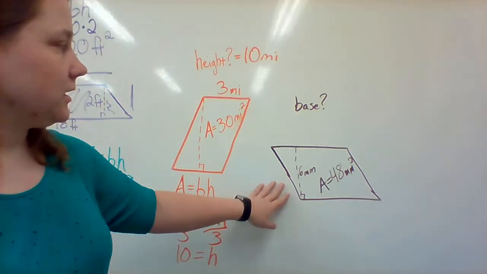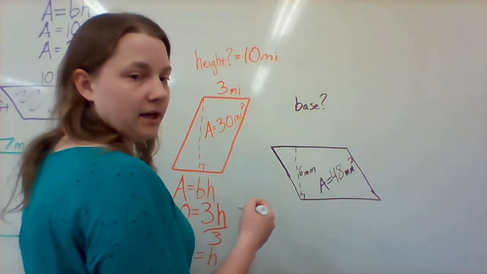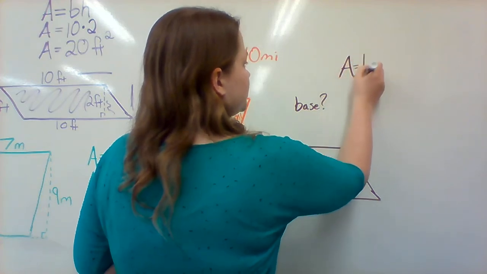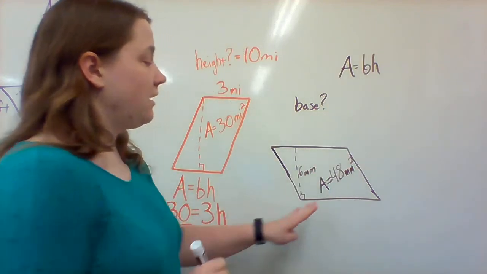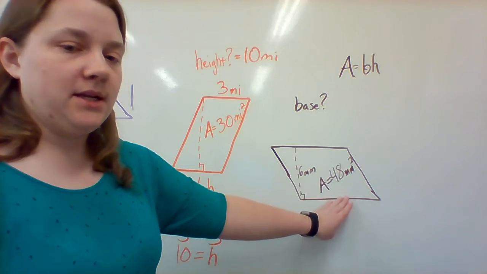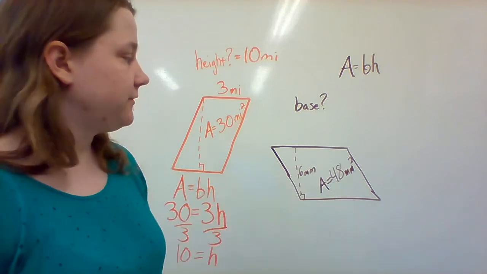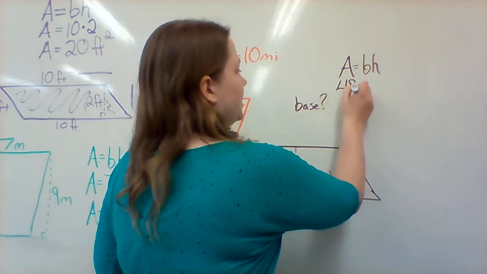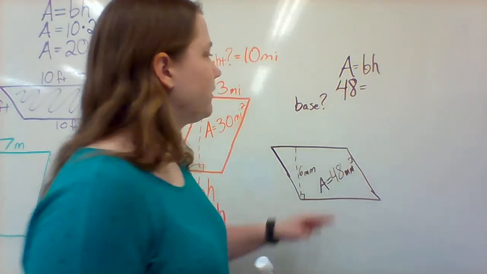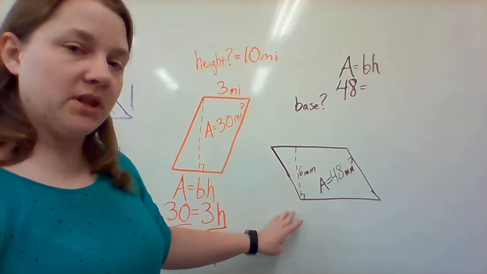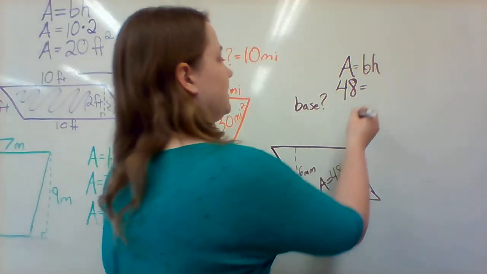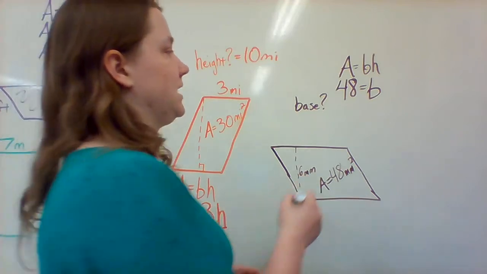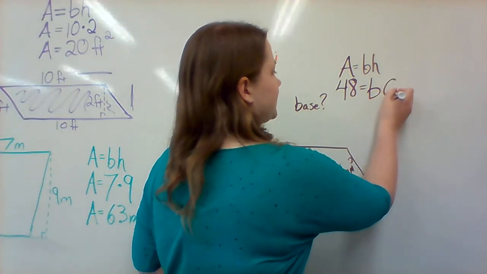So what we're going to do is write the same formula again. I'm going to write it up top though so we can see it. A equals B times H. I'm told what the area is. I'm told that A equals 48 millimeters squared. So I'm going to put 48 for A. Under B, I don't know what the base is, so I'm not going to write anything. The height is 6, though. I know what that is, so I'm going to write 6.